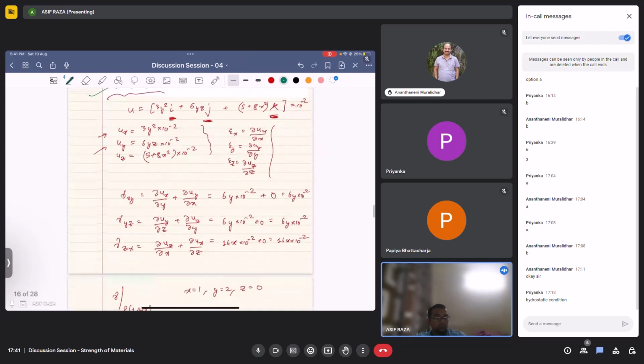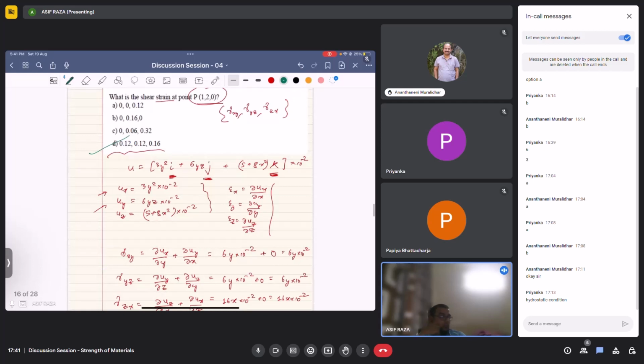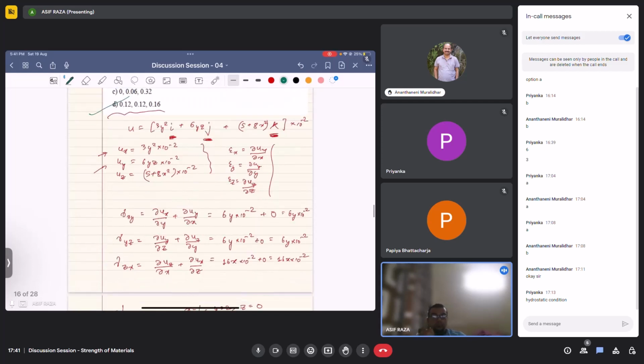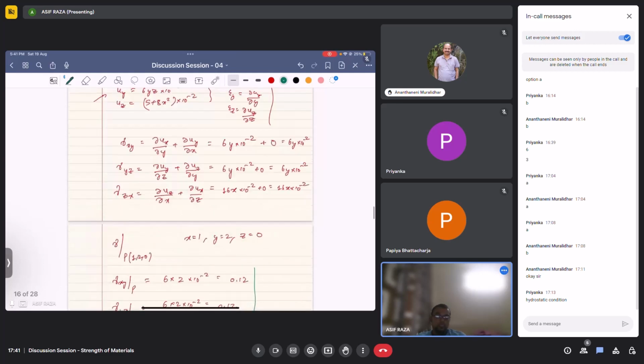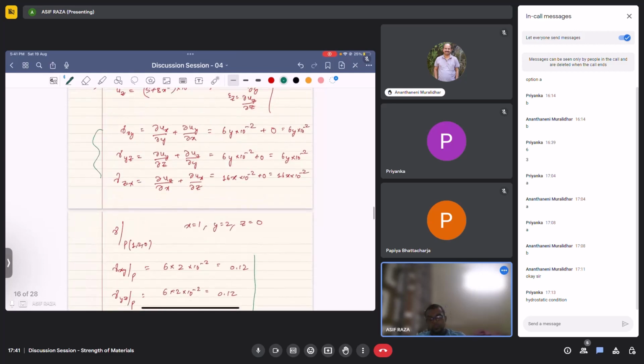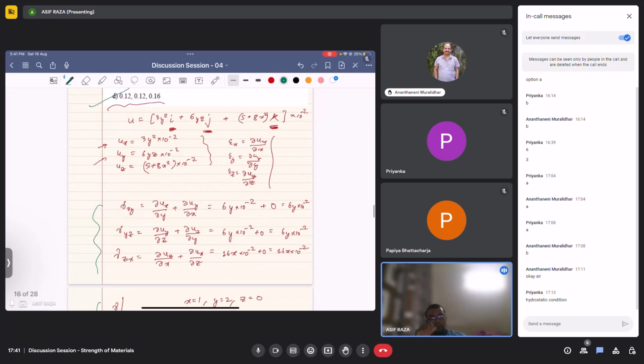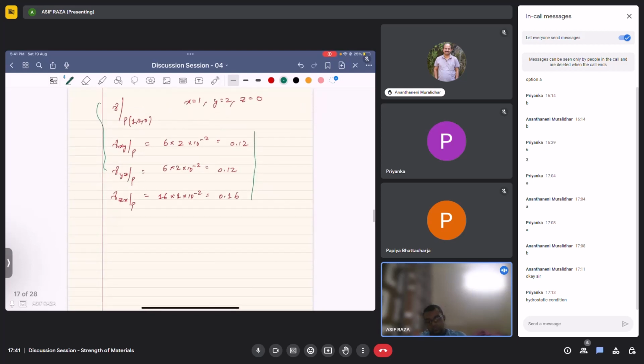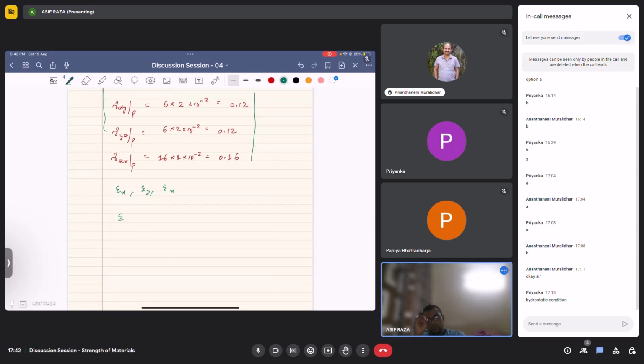In addition to this question, people who are setting the question can ask you, these are shear strains, right? And these are the expressions pertaining to the normal strain, epsilon x, epsilon y, epsilon z. They can ask you what would be the volumetric strain at point P(1, 2, 0).